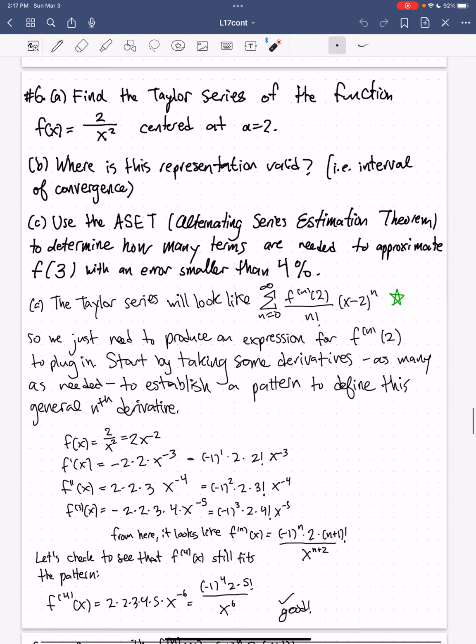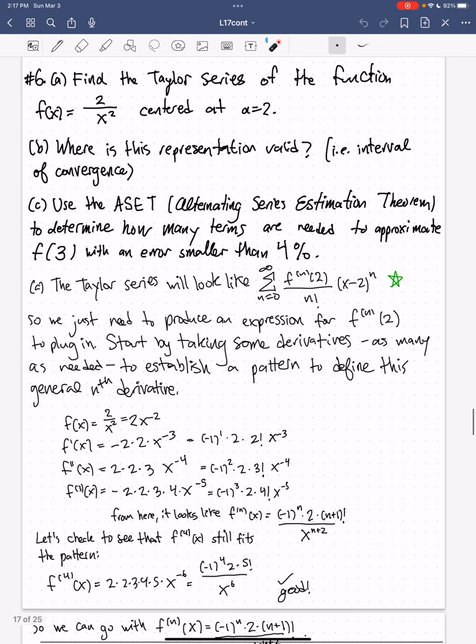So based on just the definition of Taylor series, we know that the series we want is going to look like this. So this is f^(n), the nth derivative of f evaluated at 2, because we're centered at 2, over n factorial, and then x minus 2 to the power of n. So from here, all we need to do is produce an expression for that nth derivative evaluated at 2 and plug it in.